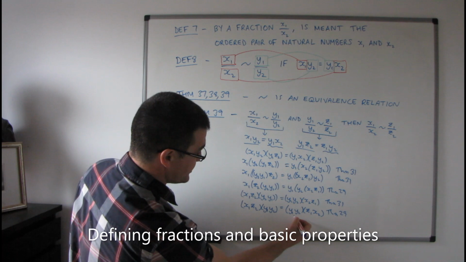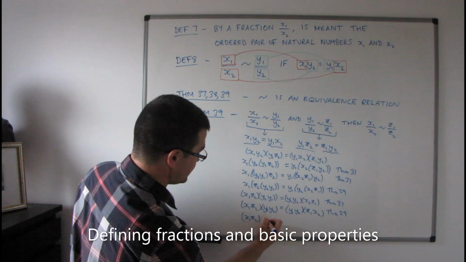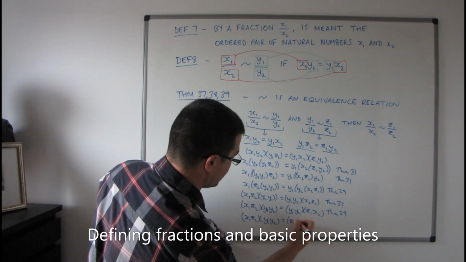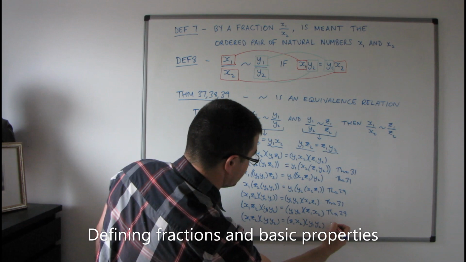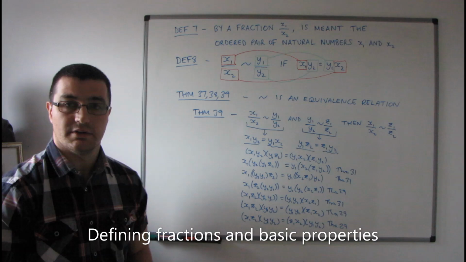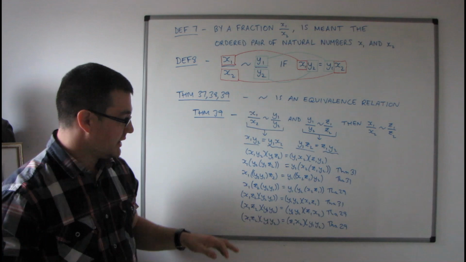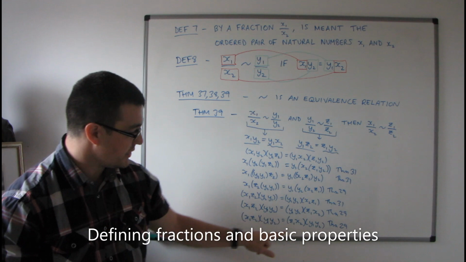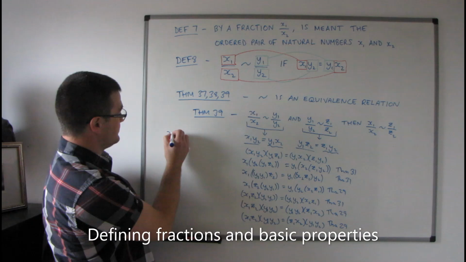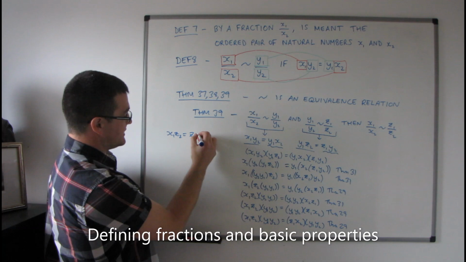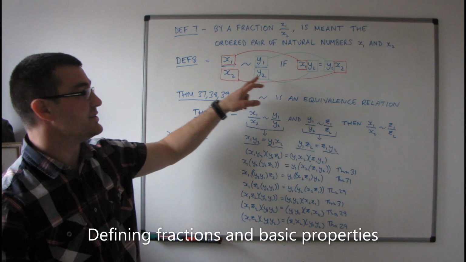And then finally, just on this side, so I leave the left side alone, x1, z2, y1, y2 is equal to z1, x2, y1, y2. So again, that's theorem 29. Okay, so I'm keeping a check of all of the steps that I'm actually taking here. And from this, we can conclude then, because we've got y1, y2 in both of these brackets here, that x1, z2 must be equal to z1, x2, which is nothing other than basically this definition up here.